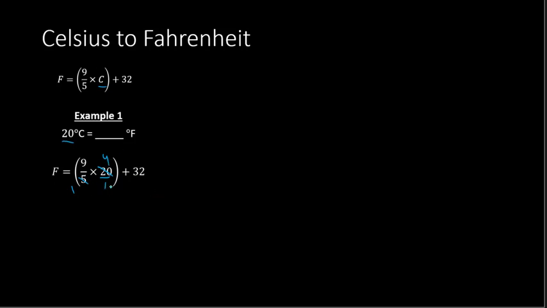So we have 36, and then that's added with 32. And 36 plus 32 gives you 68. So 20 degrees Celsius would equal 68 degrees Fahrenheit.